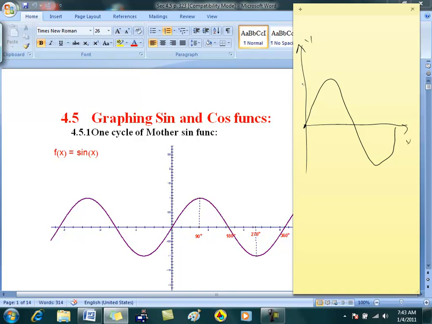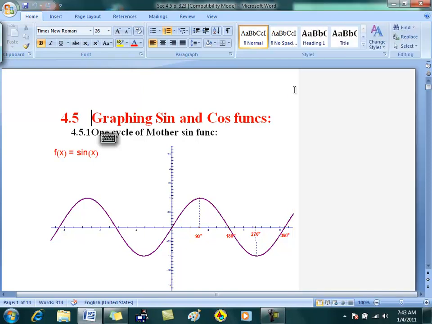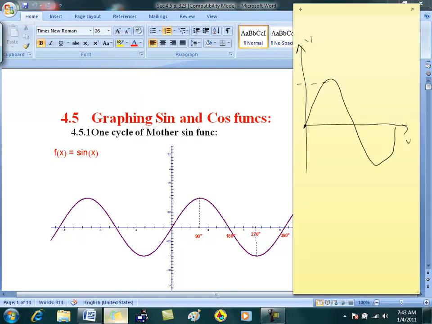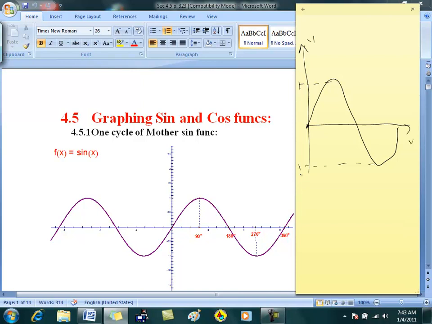So what are the things we need to know? Well, we need to know this amplitude is 1. This here is -1. This is 0. And the degrees are shown here in the graph, in the Word document. So here I'm going to put in radians, so you guys know what the connection is. This is pi over 2. This is pi.